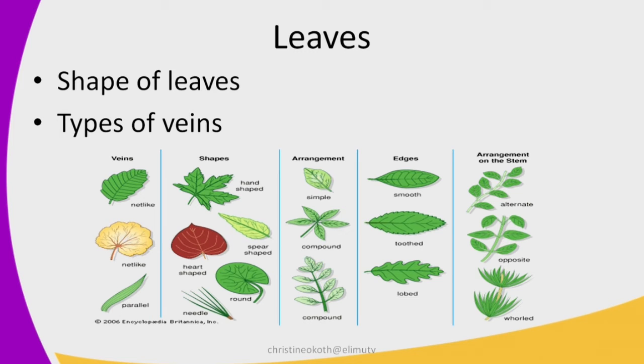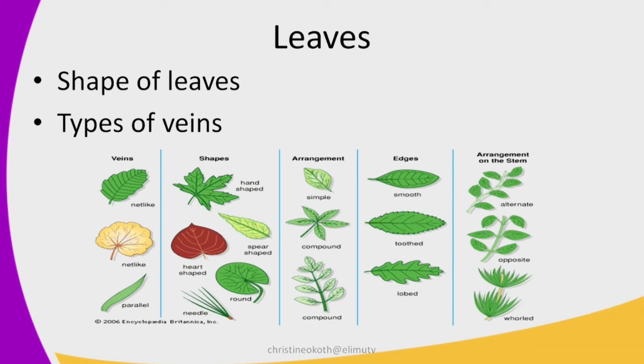Looking at the illustration, the first part of the leaf is a network vein. From just the word net, it has a lot of nets. It's unlike the parallel one, which just has one vein running from the top to the bottom. Then, if you look at the shapes of leaves, they are very different. There are a variety of them. These are just a few to mention.